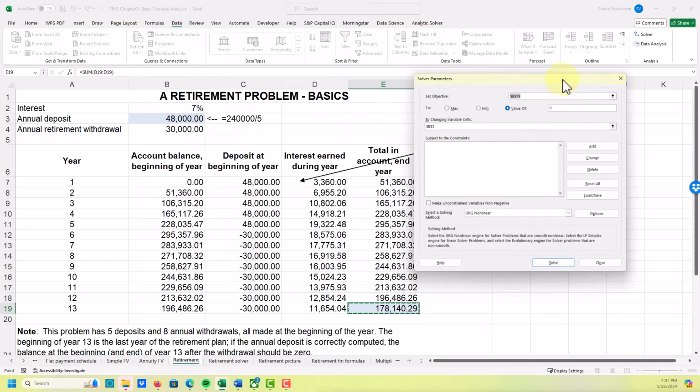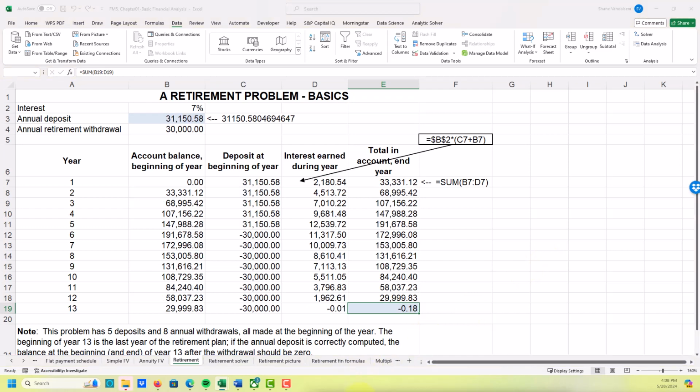And I want to set my value at the end of my retirement time period. So that's cell E19, and I'm just going to fill this in. Actually, I'm going to reset everything on here, just so we start from scratch. So I'm going to set my objective, 178,140.29. That's the value in it right now. I want to set it to a value of 0 because I want to die broke. That's the goal. Just invest enough that you die broke. Okay, you don't want to have not enough money, but you don't want to have any money left over either. And now I'm going to say I want to do that by changing the cell in the annual deposit. How much do I need to invest?